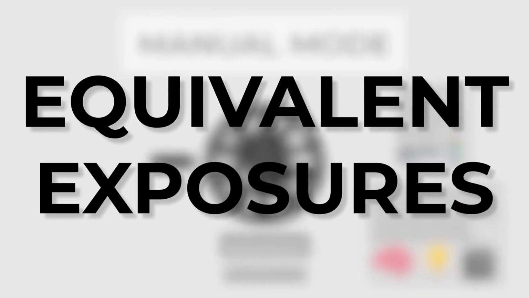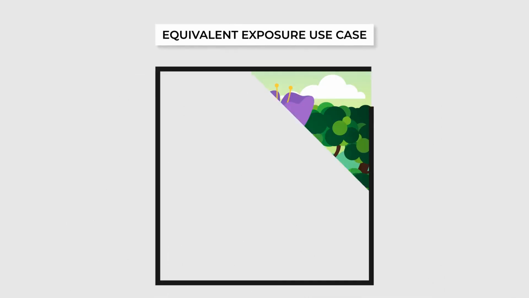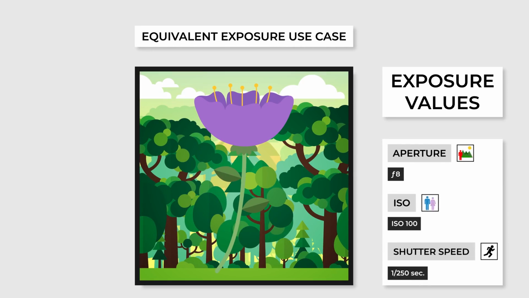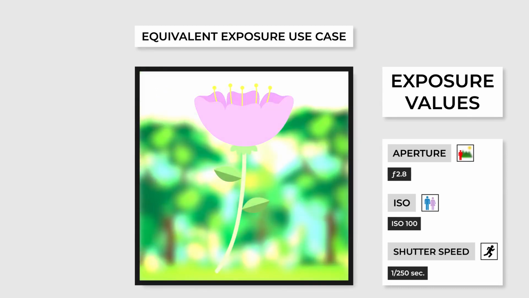Let's talk about equivalent exposures. What are equivalent exposures? Well, let's say you want to photograph a flower in the bright sunlight and find that using an aperture of f8, an ISO of 100, and a shutter speed of 1/250th of a second produces a sufficiently bright image, but doesn't have the shallow depth of field effect that you envisioned. If you wanted to use your lens's maximum aperture to create a shallow depth of field, let's say the lens can stop down to a maximum of f2.8, and try to take a photo, it would be extremely overexposed.